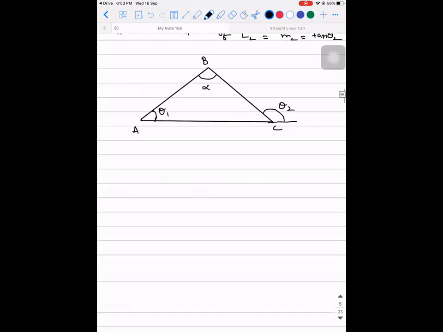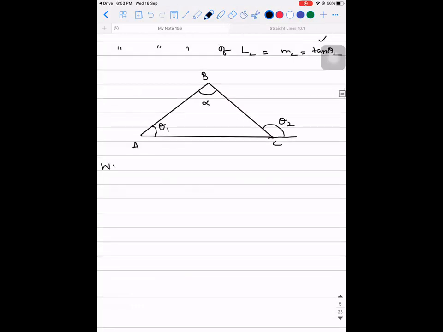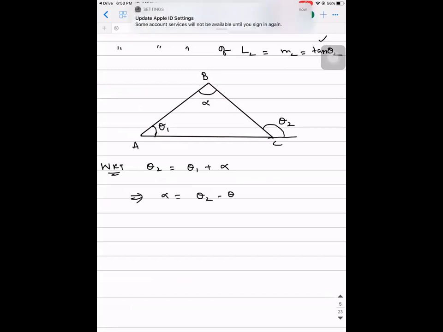Now see, what is the relation between exterior angle and opposite interior angles? We know that the sum of the opposite interior angles is equal to the exterior angle. So theta 1 plus alpha, can I take it like this? That's right. So which implies alpha will be equal to theta 2 minus theta 1. Correct?